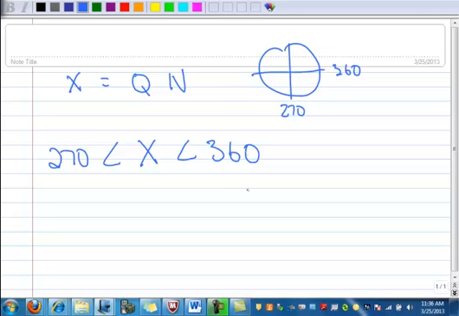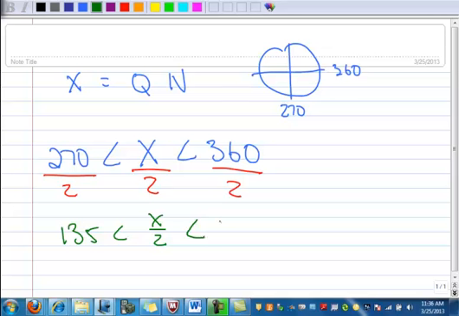But I'm working a bunch of problems where I'm doing the half angle. So then you say, I want the half angle. So then you divide each of these by 2. So 270 divided by 2 is 135, and this, of course, is the half angle, x over 2. 360 divided by 2 is 180. So where does 135 to 180 occur? Well, that's here in quadrant 2. So the half angle is in quadrant 2.